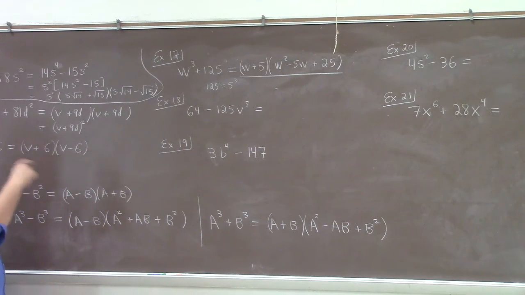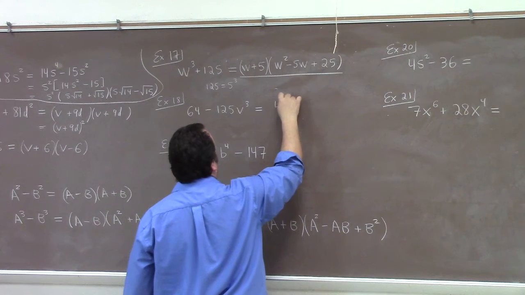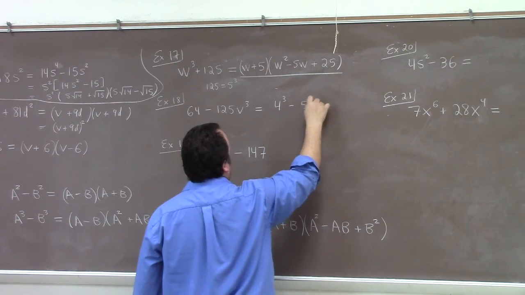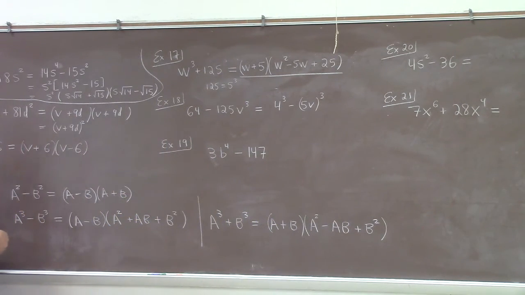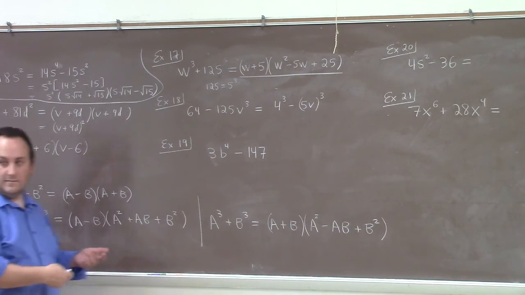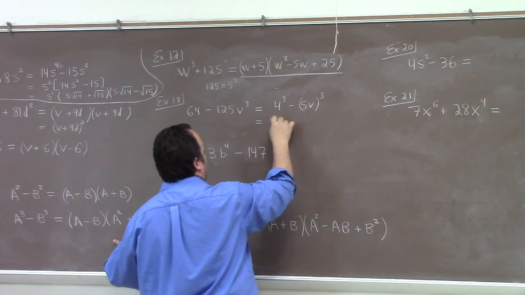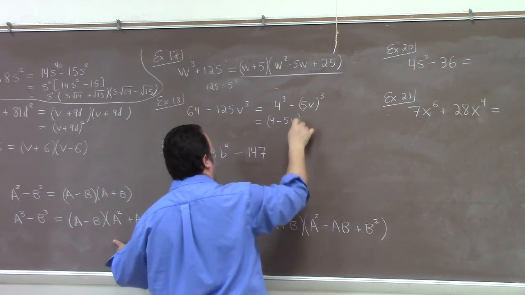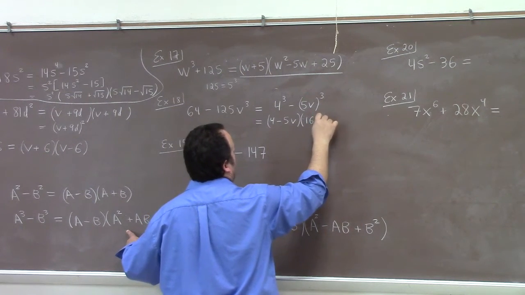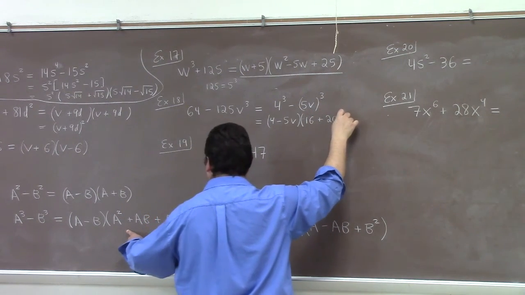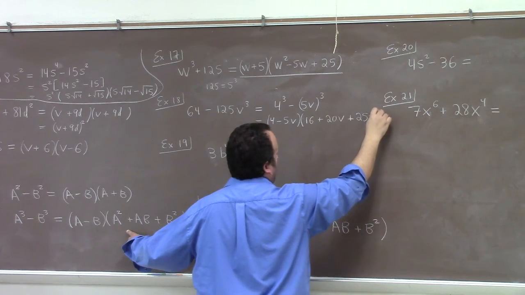Now, this exercise 18, we should recognize that this is 4 cubed minus 5v cubed. So we're going to think about A equal to 4 and B equal to 5v here and use this one. So we've got 4 minus 5v times 16 plus 20v plus 25v squared.